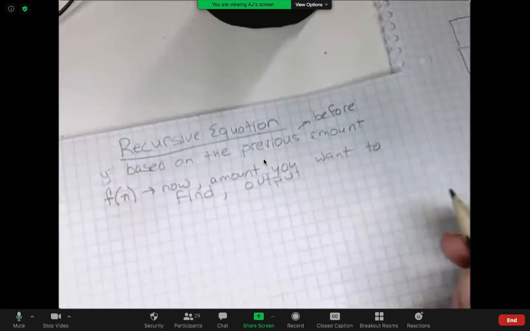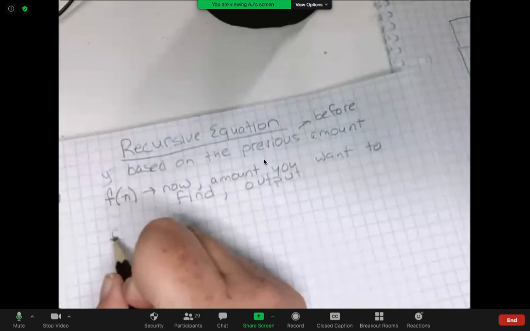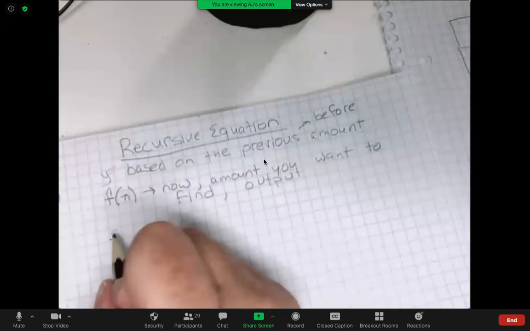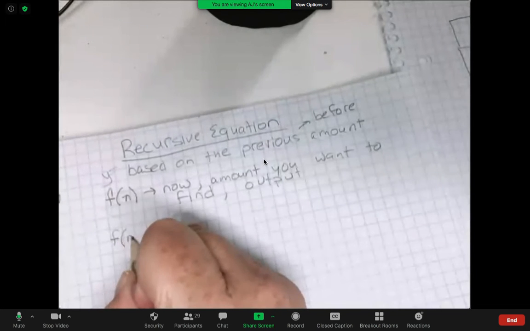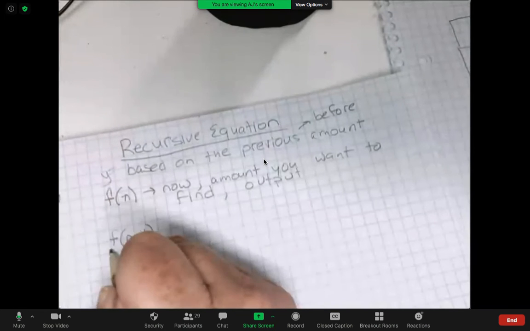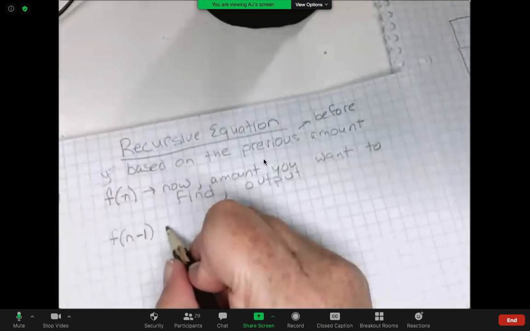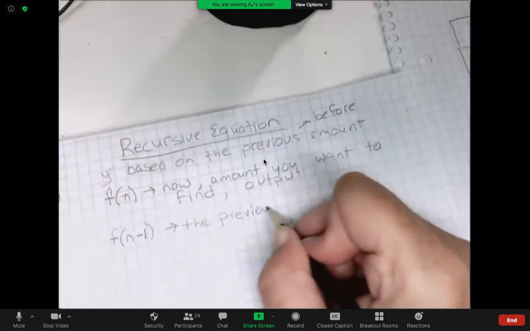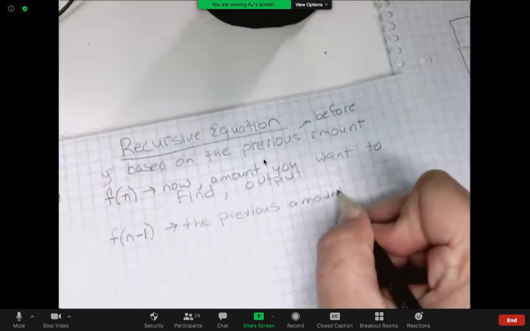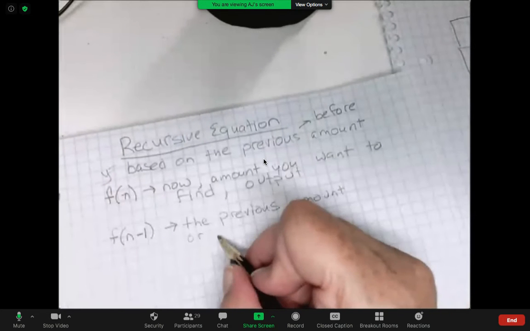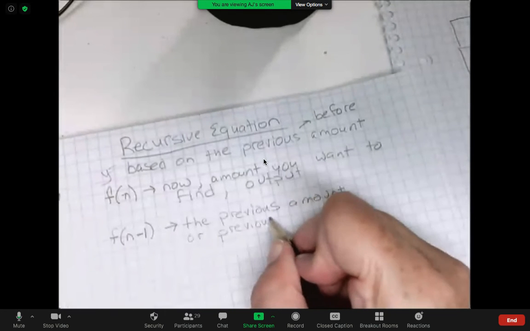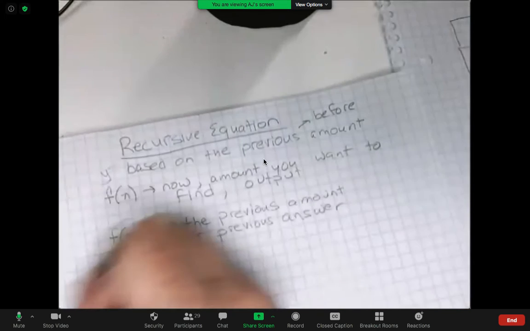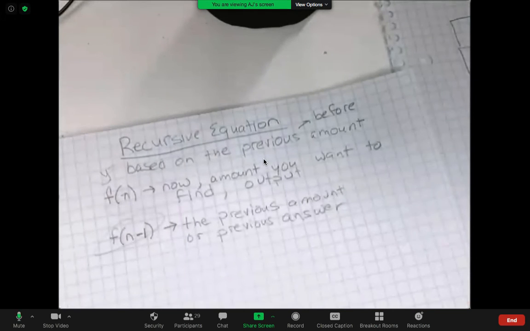Now here's like a new thing. If you want to write the previous term in math language, if you want to write the answer to the previous term, then you write F parentheses N minus 1. F of N minus 1. This is literally translated in math as the previous answer or the previous amount. And it does make sense mathematically, but I just tell people for starters, just kind of memorize F of N minus 1. Just trust me on this. Anytime you see F of N minus 1, it means the previous answer. That's all.